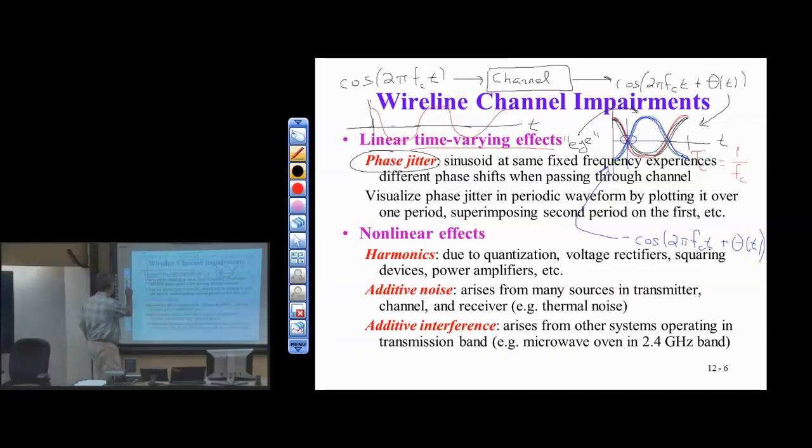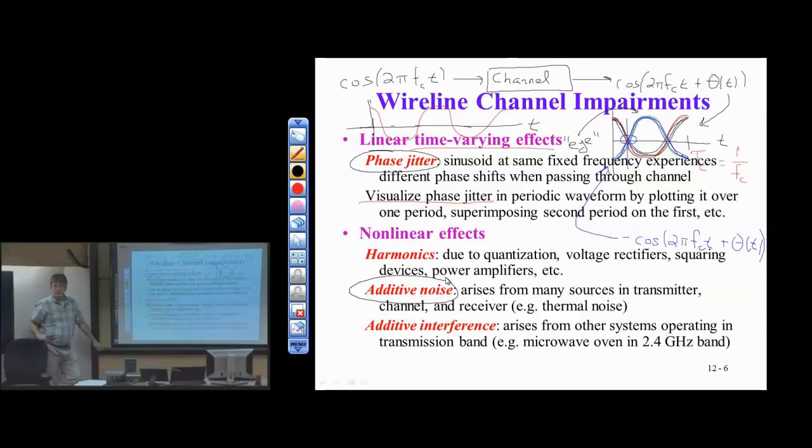Right, so this is the part of visualizing the phase jitter. Now there are some other issues that happen. We've got harmonics, we've got all kinds of stuff happening, and we'll talk more about those a little bit later. We're not going to model those in this set of slides, but just realize there are some nonlinear effects, and they can be quite significant. What we will model today in this set of slides is additive noise.